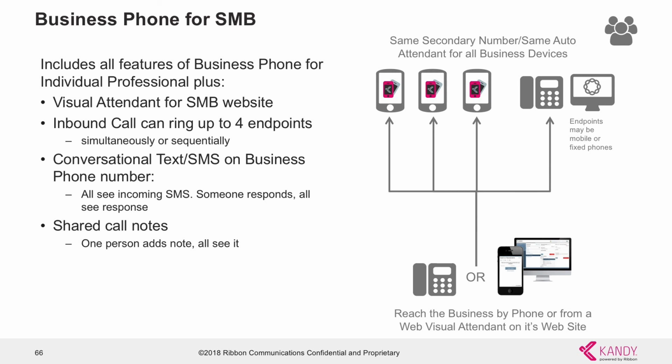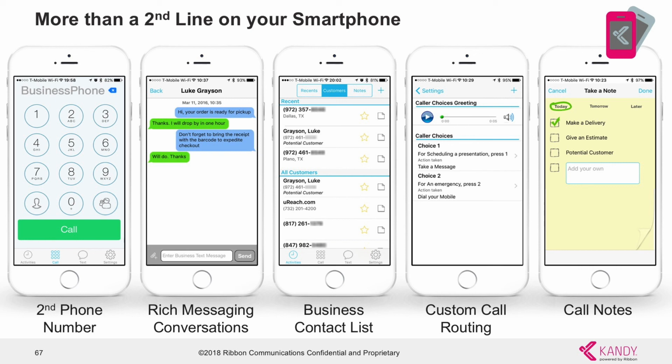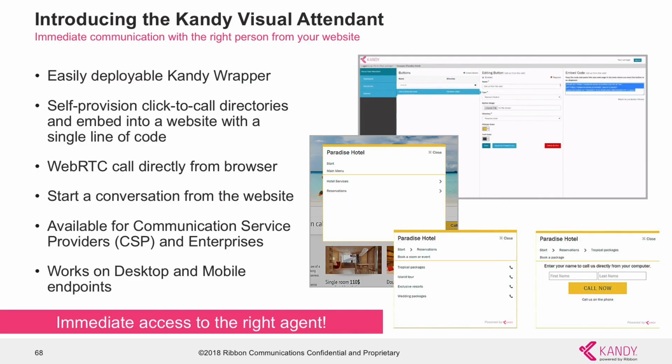As you can see in these screenshots, the look and feel of the application is very contemporary. On the left, we have a screenshot of the dialer and the messaging conversations. In the middle, we can see the business contact list. And then on the right-hand side, we can see how you can configure your own call logs and your ringtones, and also what the call notes would look like. And as we mentioned previously, if you get the SMB version, you also get the Kandy Visual Attendant wrapper to put your auto attendant options as a button on your website.